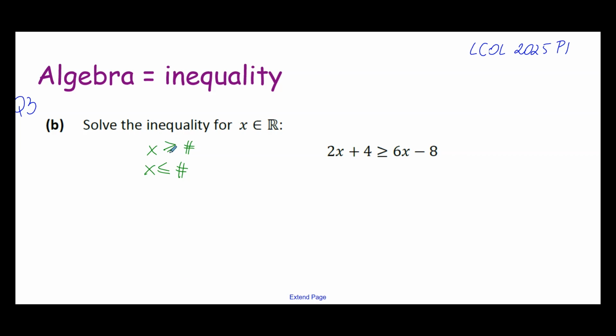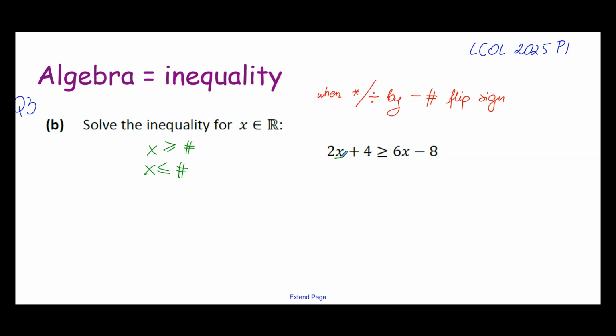All the other rules are the same, apart from one rule. There is one rule that is an exception for inequality. And that rule is when we multiply or divide by a negative number, we flip the sign. So that's a short abbreviation of that rule. That's the only difference. Okay, so where am I going?